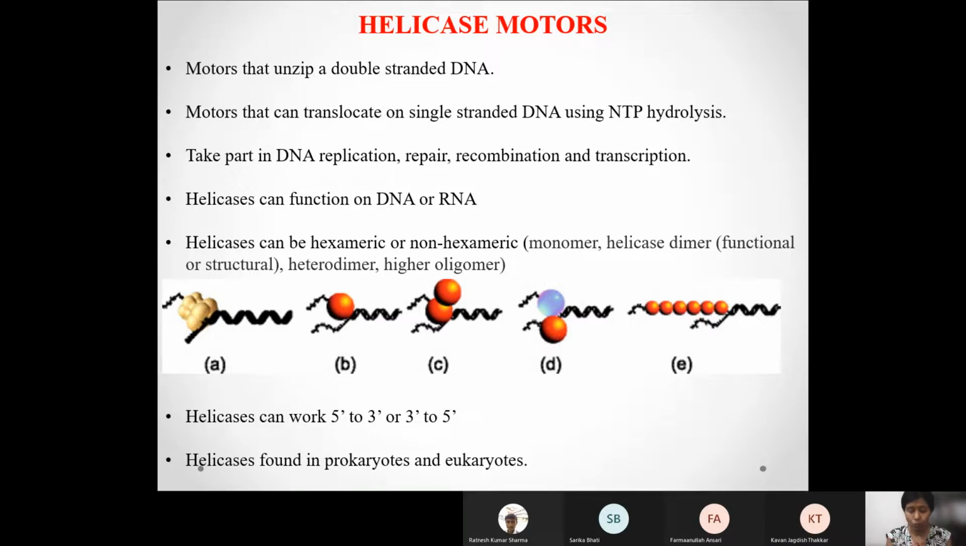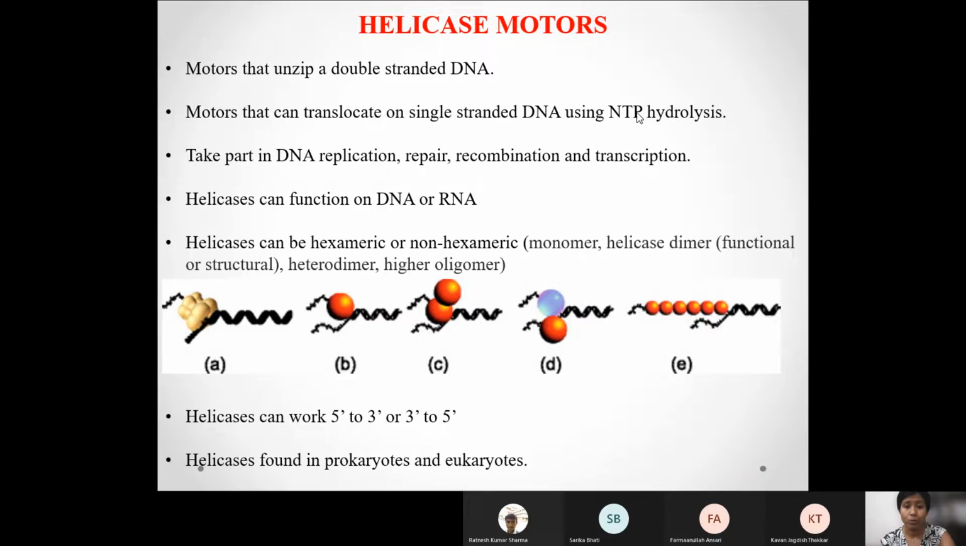So for hexameric helicases, you can have 6 individual subunits arranged in the shape of a donut, and each of these subunits would have an NTP hydrolysis activity. Not necessarily ATP. As I said, it could be any nucleotide triphosphate hydrolysis activity. The example that we will see today will have a TTP hydrolysis activity. So it could be any of these NTP hydrolysis activities, and usually the hydrolysis activity is at the interface between two subunits. All right. Helicases can work in either 5' to 3' direction or 3' to 5' direction.